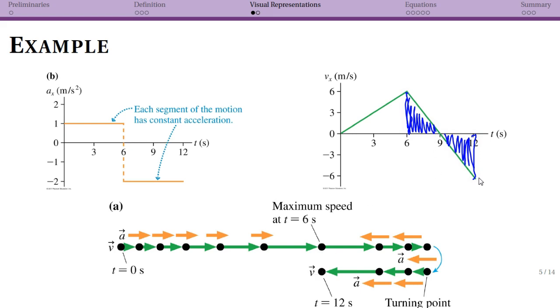Now after 12 seconds, it isn't shown, but as long as this acceleration is uniform, what's going to happen is our line, and I'm not very good at drawing straight lines, is going to just continue downward. So it's going to keep speeding up faster and faster, but continue moving to the left.